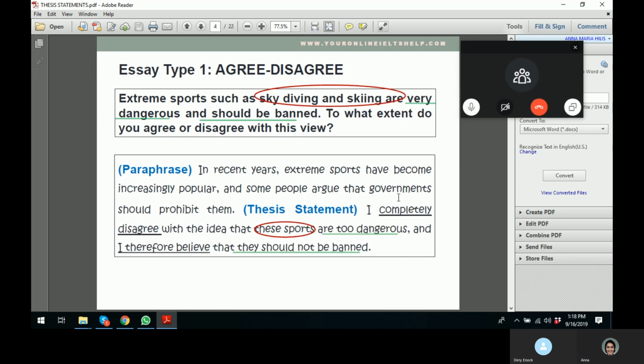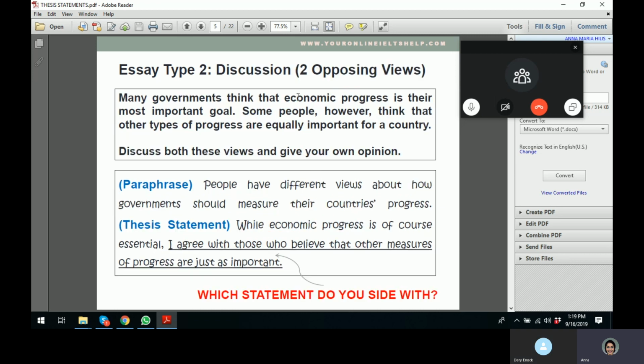Next. It's the same introduction, but I just highlighted a few things like these sports, that is skydiving and skiing or extreme sports in general. Too dangerous, very dangerous, should be banned, should not be banned. So I underline the things that you have to repeat in your thesis statement. So you do the same during your practice. All right, let's take a look at another example.